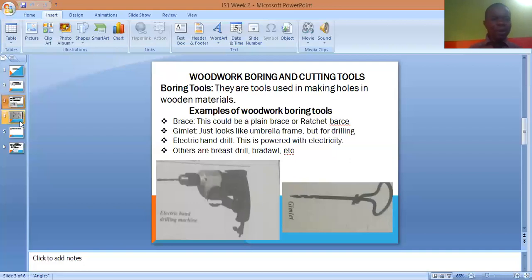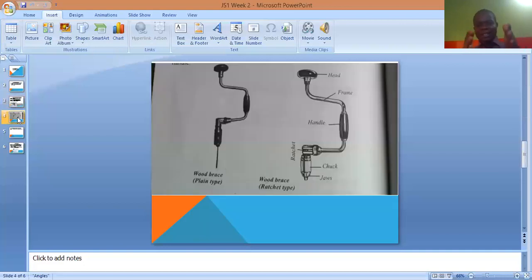I will give you the picture of the brace. This is the plain brace. It does not have that pin for the ratchet that is fixed to the other one. This is the ratchet brace, while this is the plain brace. The ratchet is attached to the brace to make it a ratchet brace, and its function is to rotate the brace in one direction. Probably you are drilling this way, or you are drilling this way. It will continue like this, not turning and turning, reciprocating, or moving to and fro. That's what we mean.